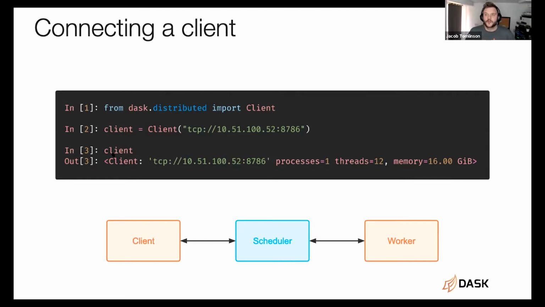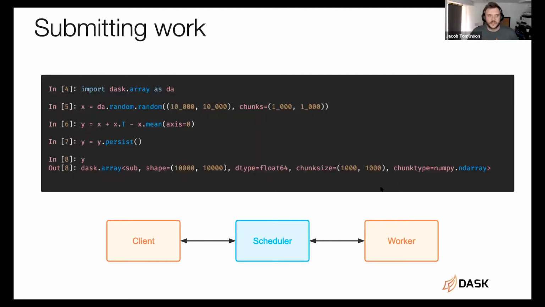And we can find out information about this cluster. We can just have a look at the repr of the client object, and we can see it's connected to that machine. It's got the 12 cores and 16 gig of RAM from my machine. So we've got a small, minimal Dask cluster here.